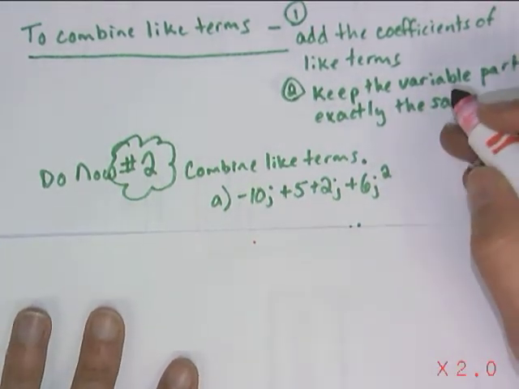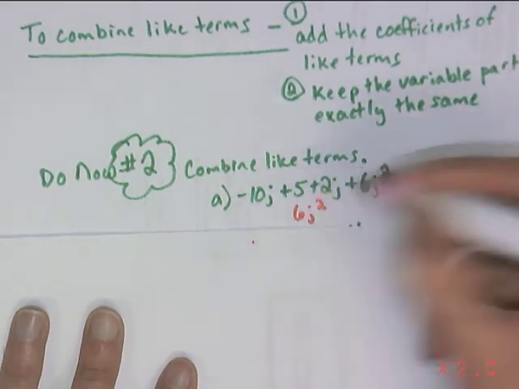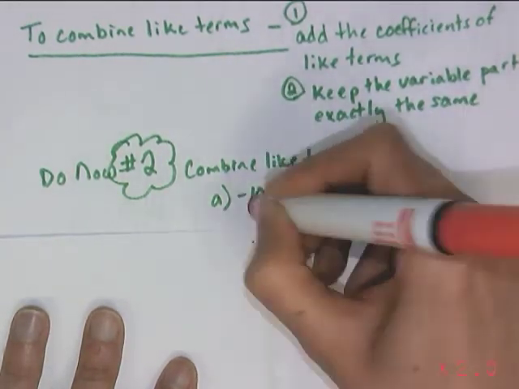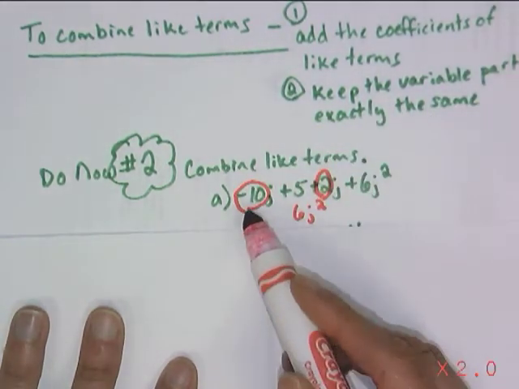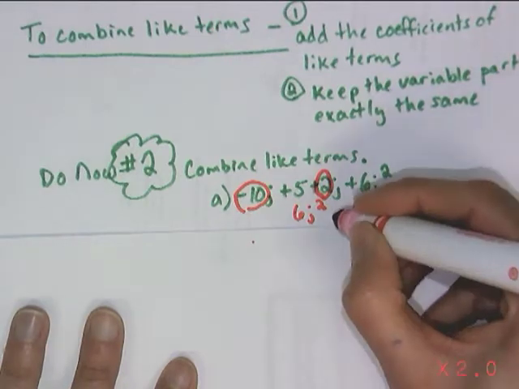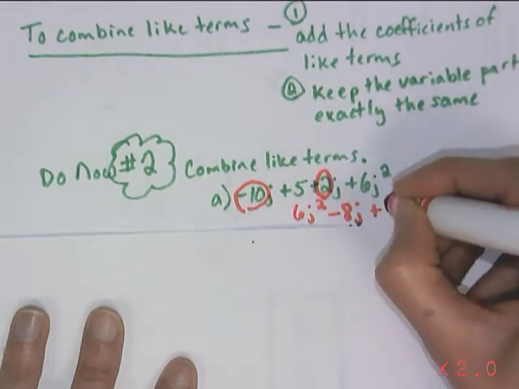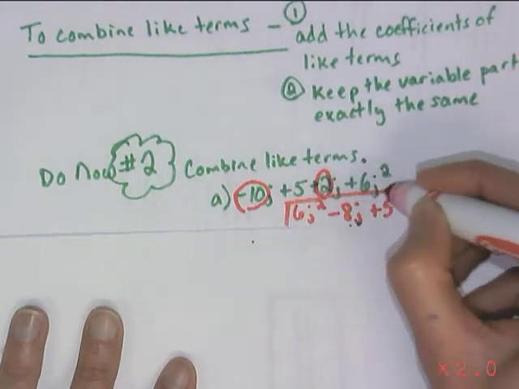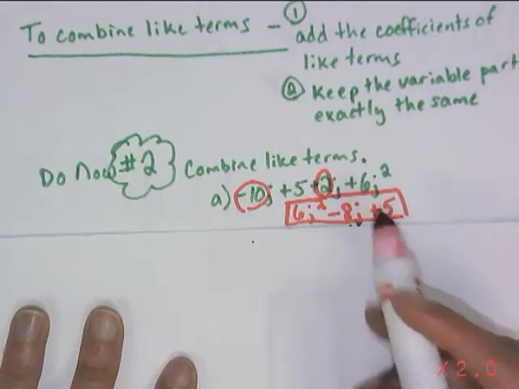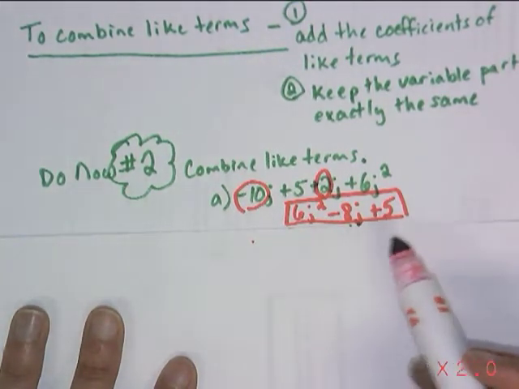and you should have gotten this. 6j squared. When I combined these j's with these j's, a negative 10 plus a 2 is a negative 8j, and then the 5 at the end. Okay? So that, when I combine like terms, becomes the trinomial 6j squared minus 8j plus 5.